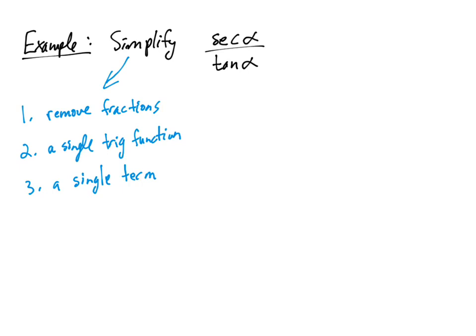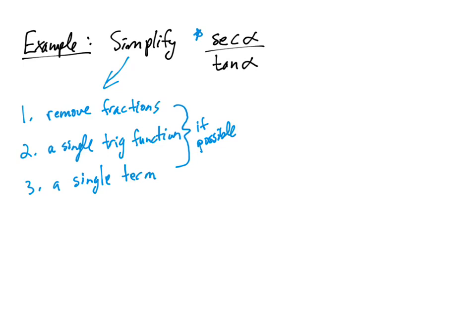And then lastly, we want a single term. So here we have just one term. A term is just a mathematical expression separated by a plus or a minus sign. So we only have one expression here. So all of these are if possible. And again, sometimes all of these will be possible, sometimes they won't be.